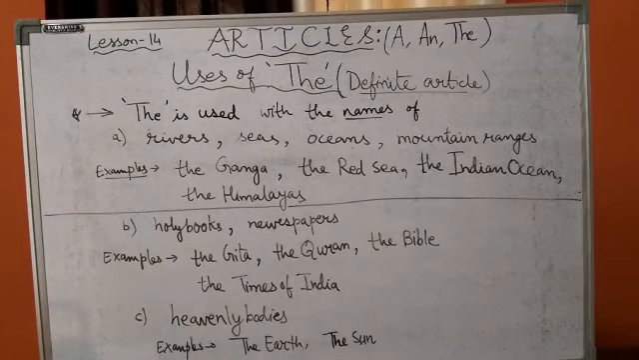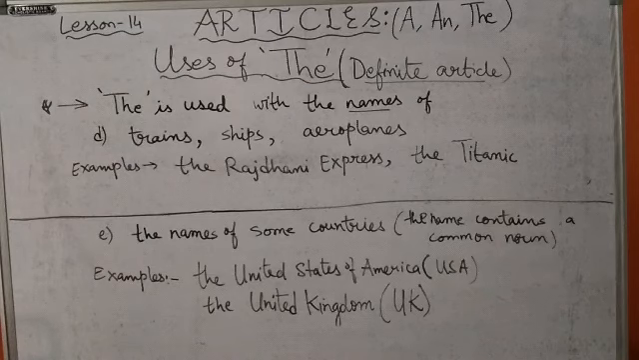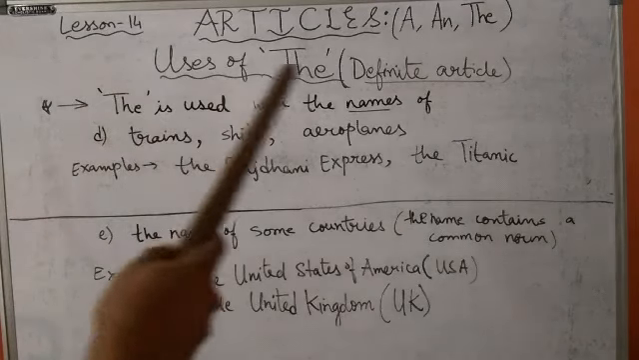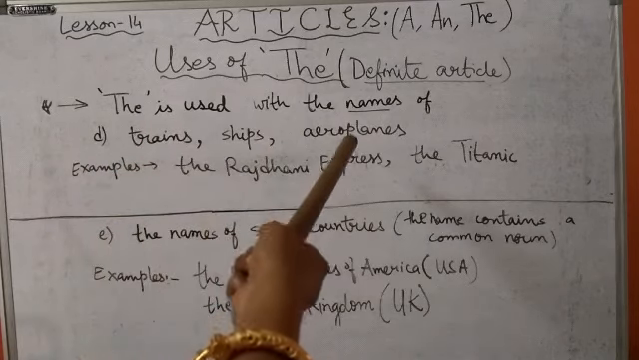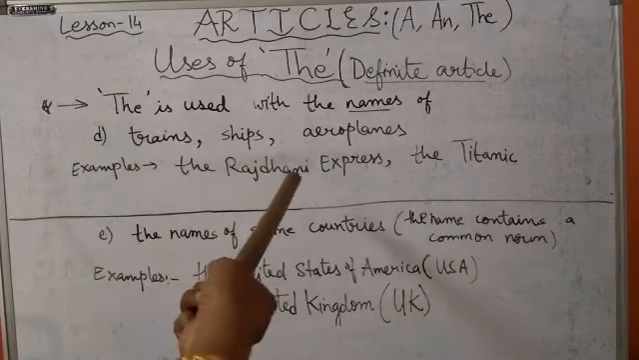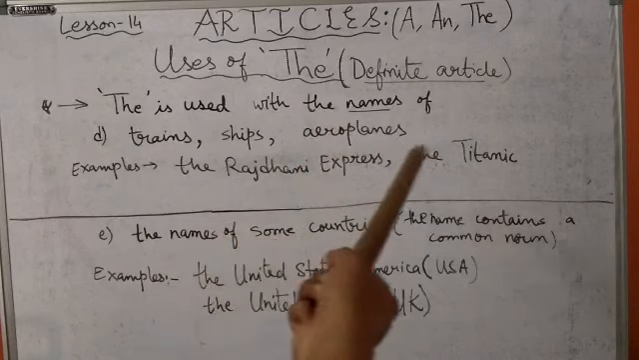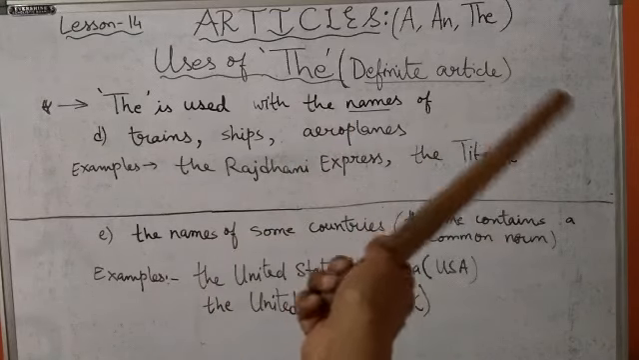Now, next number C, heavenly bodies. We use the with the names of heavenly bodies. For example, the earth, the sun, etc. Our next point, number D. The is used with the names of trains, ships, aeroplanes. Examples, the Rajdhani Express is the name of a train. The Titanic is the name of a ship, etc.